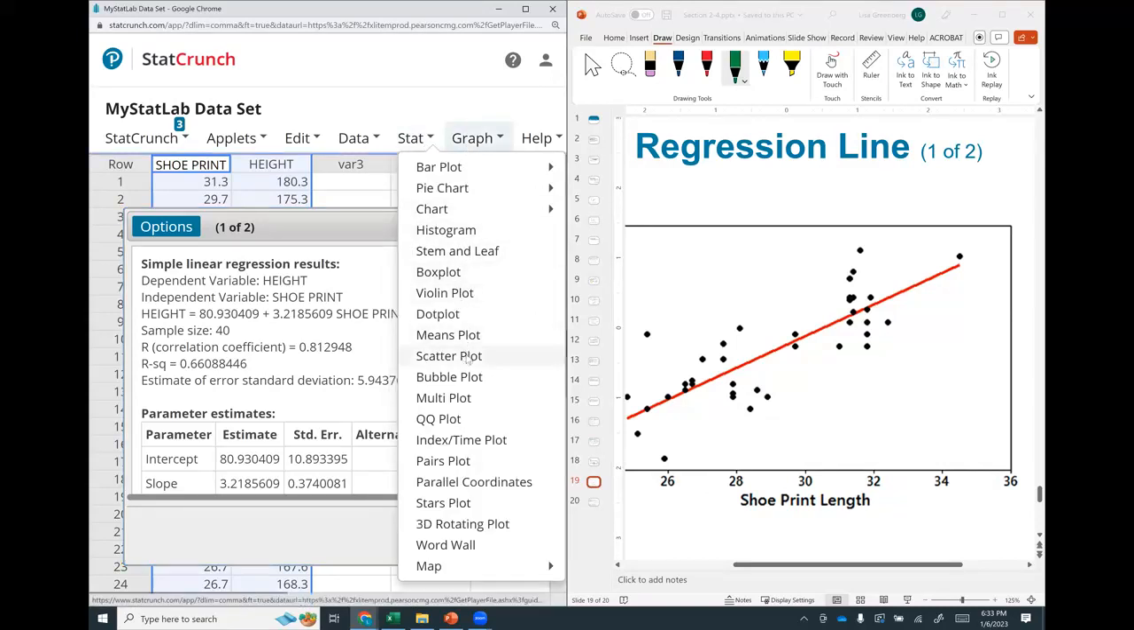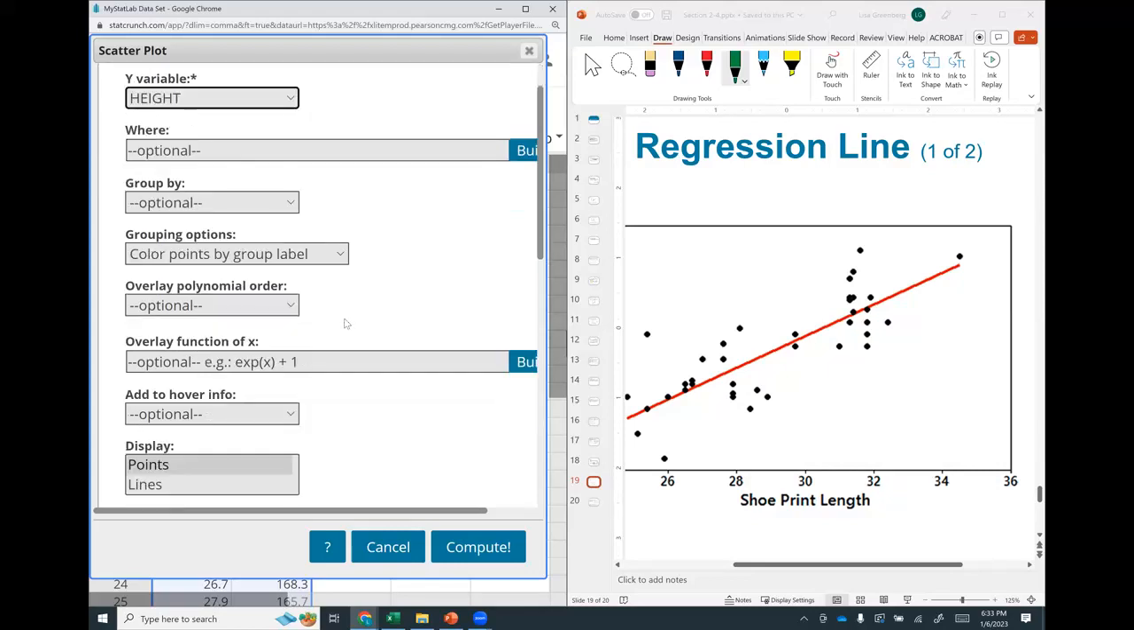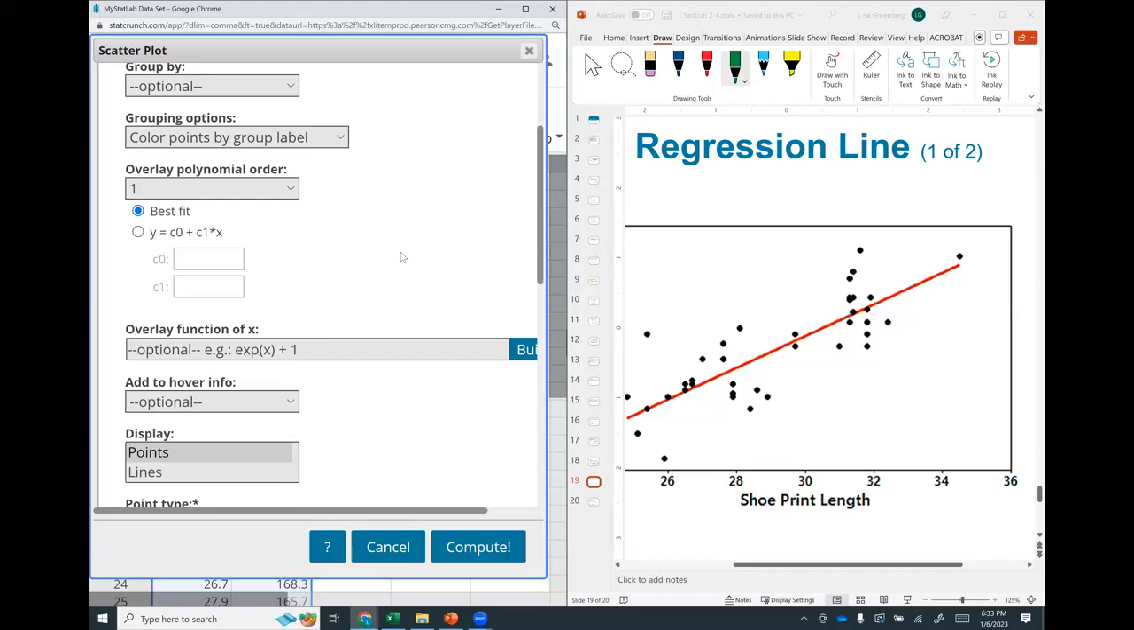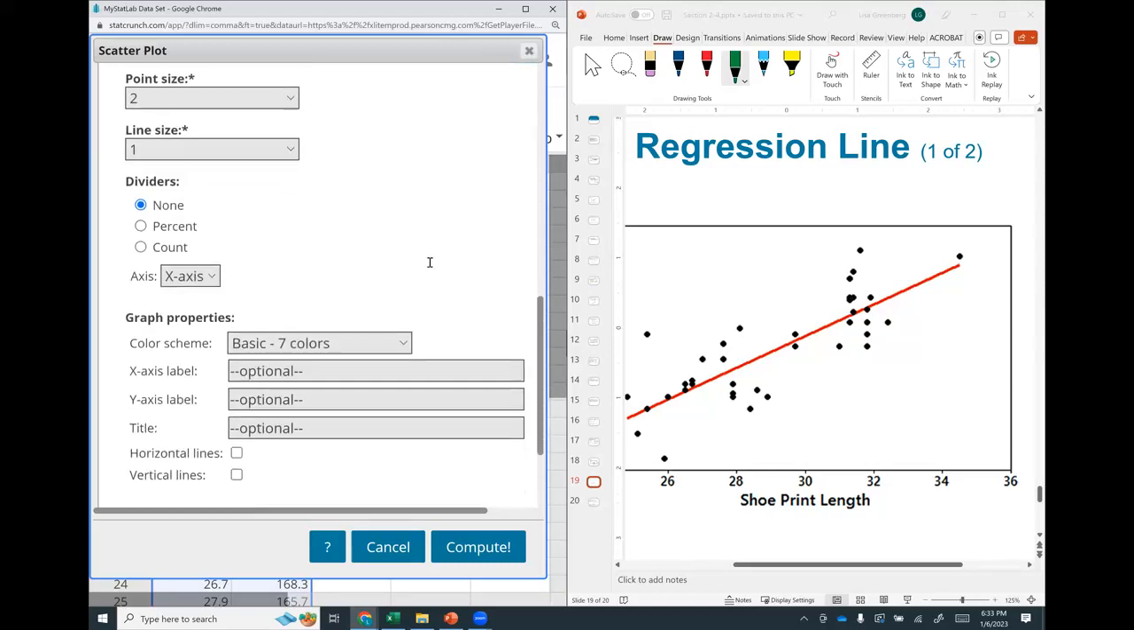Let's graph the scatter plot. Shoe print, height, and we're gonna overlay a polynomial of order 1. What that means is it's a line. Order 1 means 1 degree. So x to the first power. If you wanted it to be 2, it would be x squared, but that's no longer a line. That would be a parabola. We don't want parabolas. We want polynomials that are lines. Okay, so we say 1. And I believe that's really all I need to do.